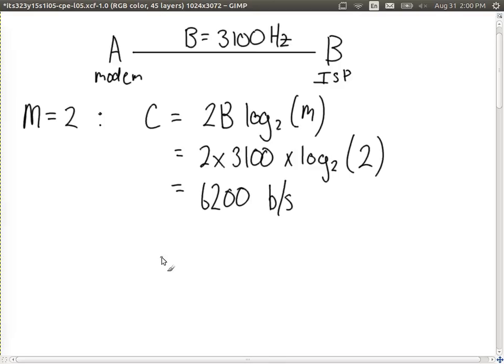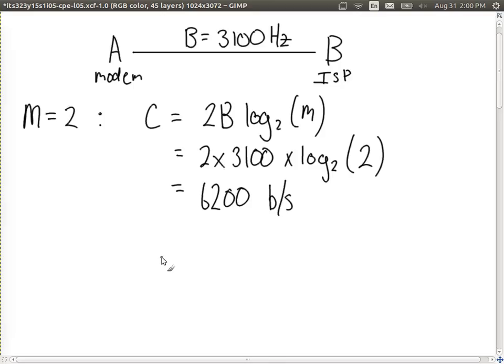It says, if we have a channel with a bandwidth of 3,100 hertz, which is your typical telephone system, you can't send more than 6.2 kilobits per second if you use this signal encoding technique. You can't go higher. There's no way under these conditions. And this assumes there's no noise. If there was noise, you wouldn't even get this level. It'd be less.